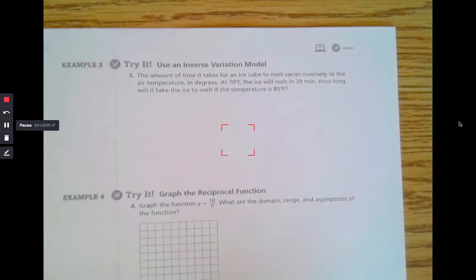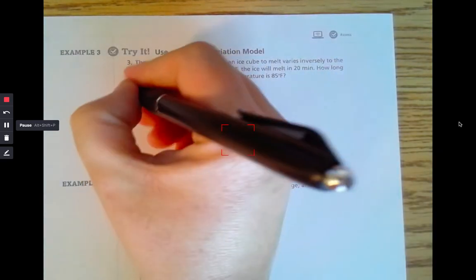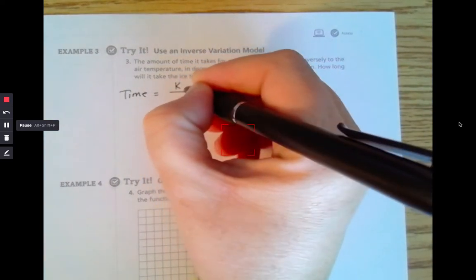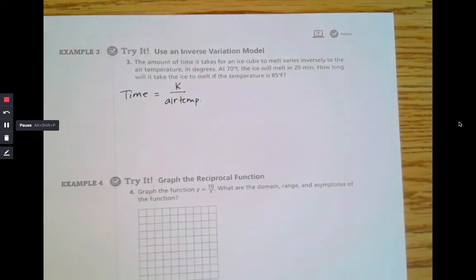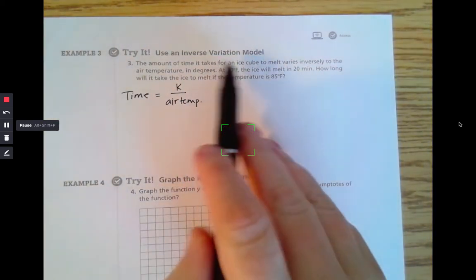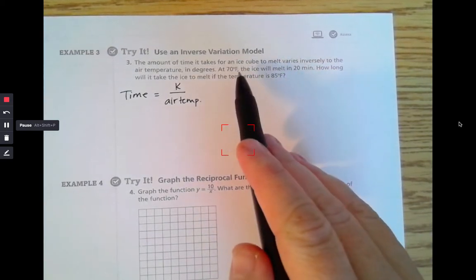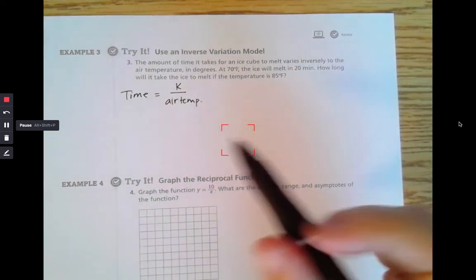The amount of time it takes for an ice cube to melt varies inversely to the air temperature. So time equals K, we don't know what K is, over air temp, right? At 70 degrees, the ice will melt in 20 minutes. So at 70 degrees, we know the air temp, right? And we know our time. So there we can figure out K, correct?